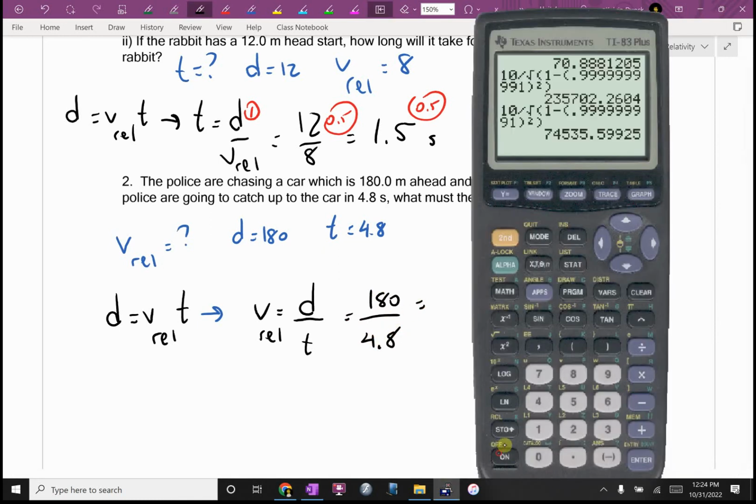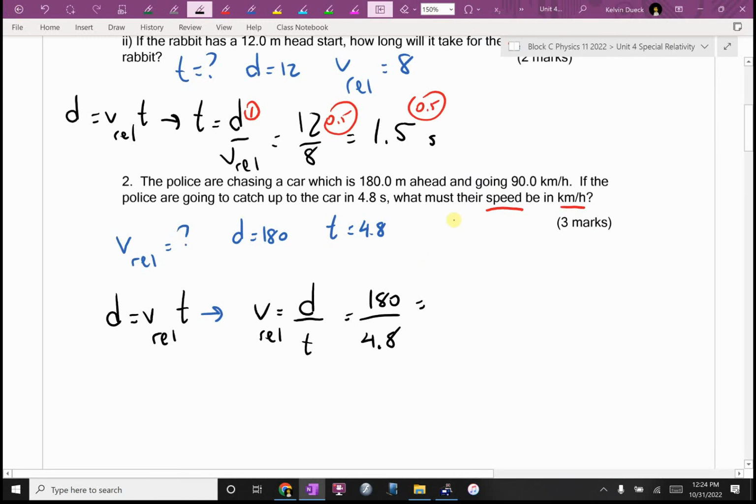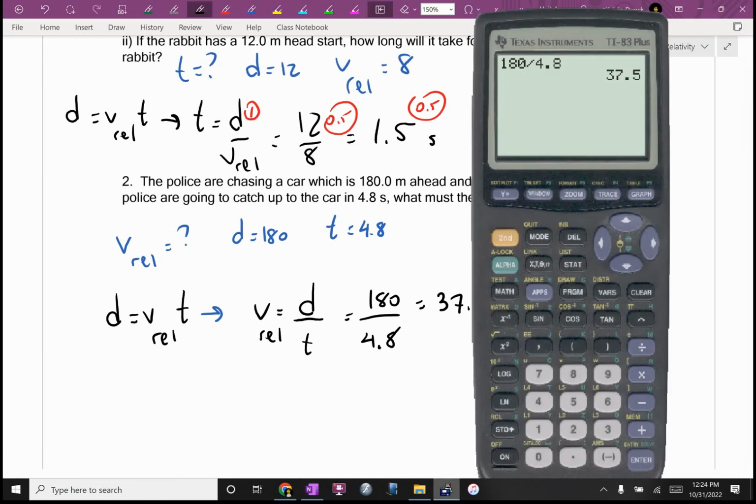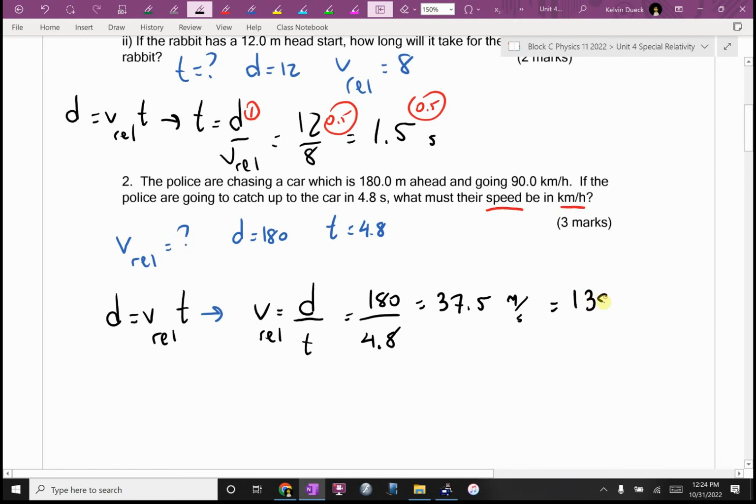So I went to my trusty calculator. I said, okay, 180 divided by 4.8, 37.5. And that's meters per second. Now that's the relative speed. That's how much faster the police have to go than the bad guys. So really, I want to add this to the 90, but my units don't match. So then I said, okay, I'm going to convert that to kilometers per hour. I think it's times by 3.6. I said that's 135 kilometers per hour.